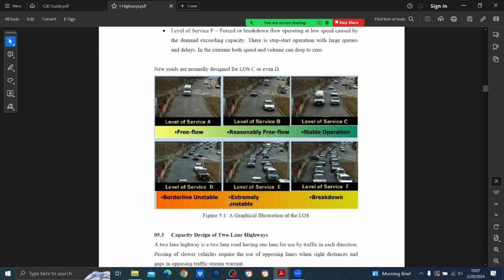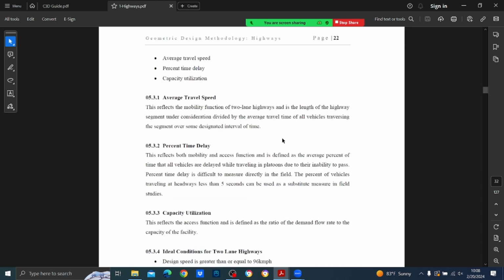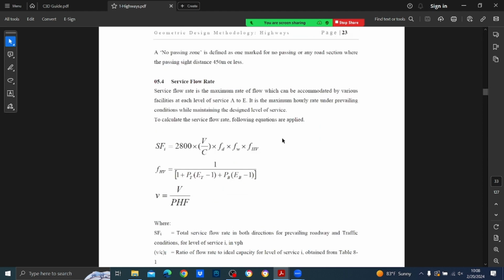But anyway, you are designing a road in such a way that at the end of your design period, it has to reach level of service D, not E or F. That means if you have designed a road for 10 years, at the end of 10 years your traffic should be like this. It has to come into level of service D. Don't go for level of service E or F. That means the road has failed. Okay. So these are some equations, how to find the service flow rate and level of service.